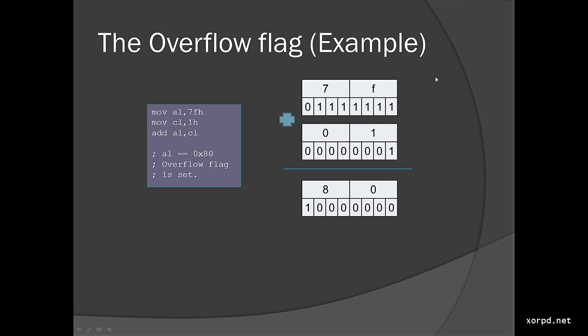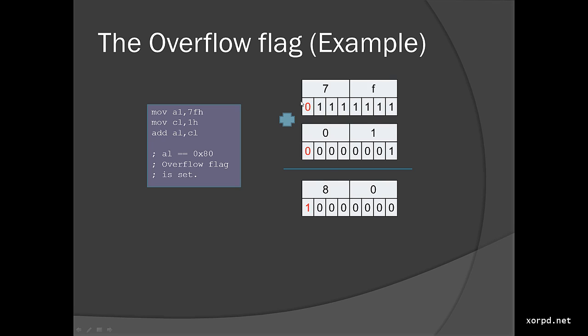Let's look at how it looks. We have those two numbers, 7F and 1, represented in binary this way. Each of those numbers is of size 8 bits. 7F is the highest possible positive number that fits inside 8 bits. Now that we add those two numbers, the result is this number, 1 followed by 7 zeros.